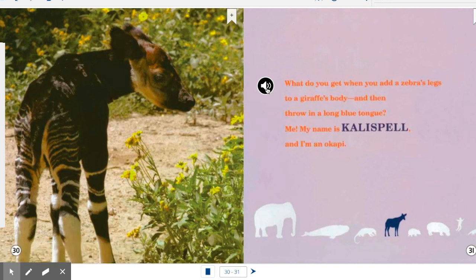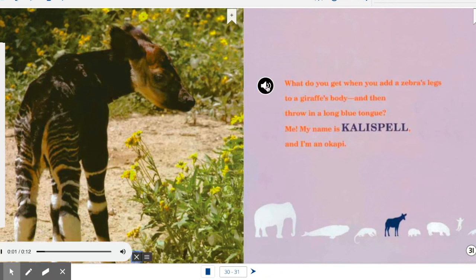So, is this baby animal a zebra? No. Is it a giraffe? No. So sometimes we have to go back and read to make sure that we're getting the information we need. It is called rereading. So it's okay for you to go back and reread a page to get the information you need. Let's reread that.